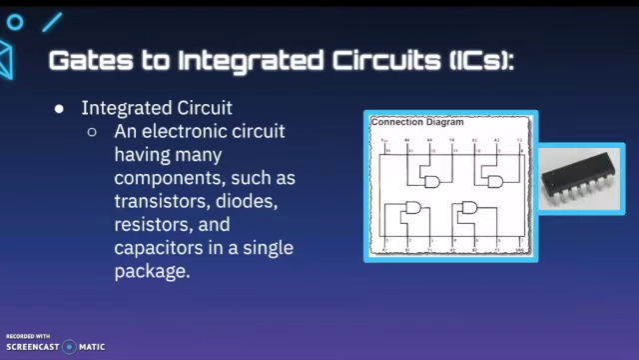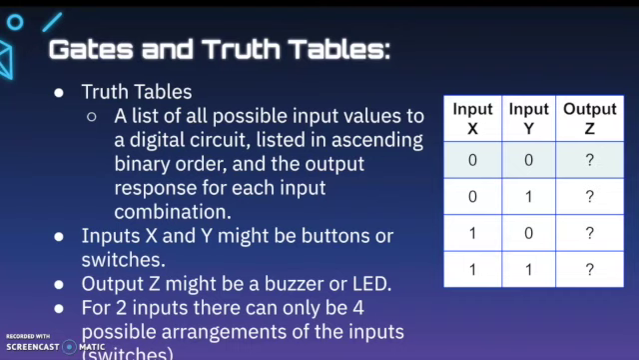The most recent transition that we have in electronic components are the creation of integrated circuits, or ICs. An integrated circuit is a component that is multiple components built into a single package. Most of the time, this is a creation of a logic gate. So how do we know what each component does? That is based on the truth table.